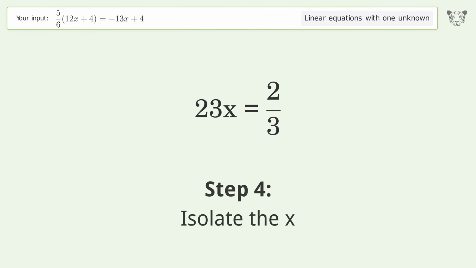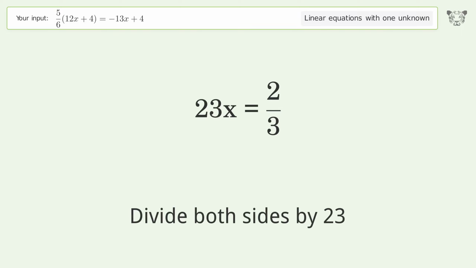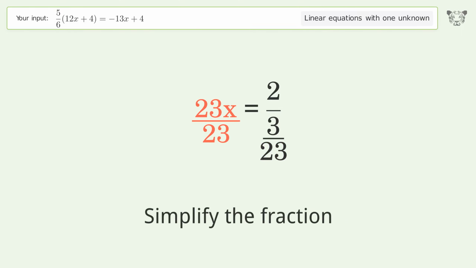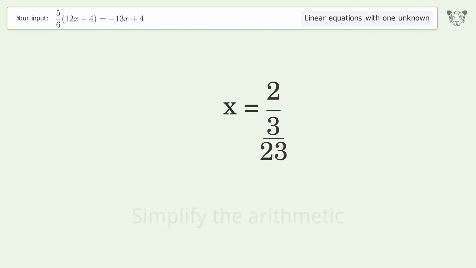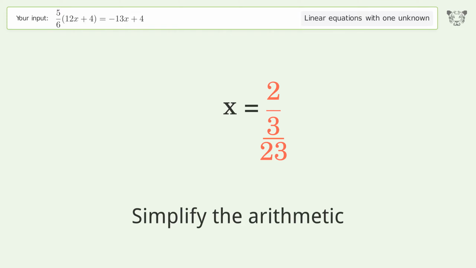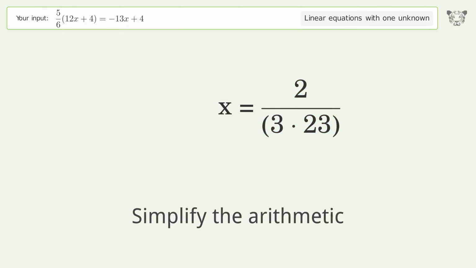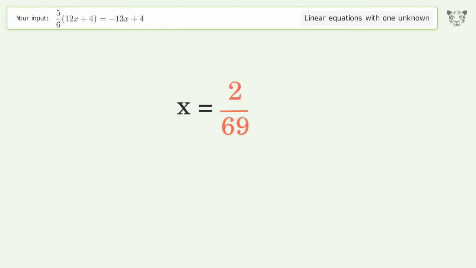Isolate the x. Divide both sides by 23. Simplify the fraction. Simplify the arithmetic. And so the final result is x equals 2/69.